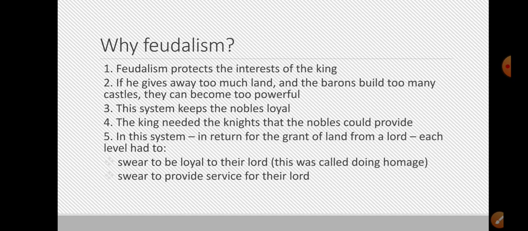Now, why is this system so dominant in the Middle Ages? Feudalism protects the interests of the king. If he gives away too much land, and the barons build too many castles, they can become too powerful. So the king did not give away too much land. He created a system in which he has all the land. He just lends it to the other people under him. He allows them to use this land. This system keeps the nobles loyal because they have a lot to lose. If they don't stay loyal, the king can take away the land.